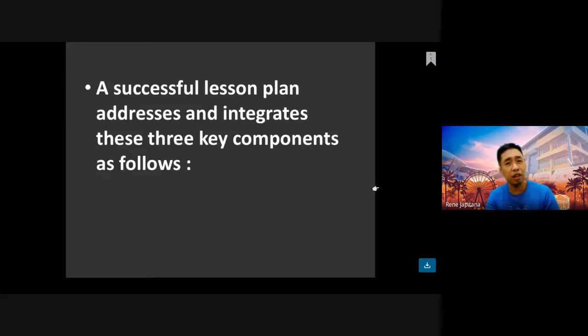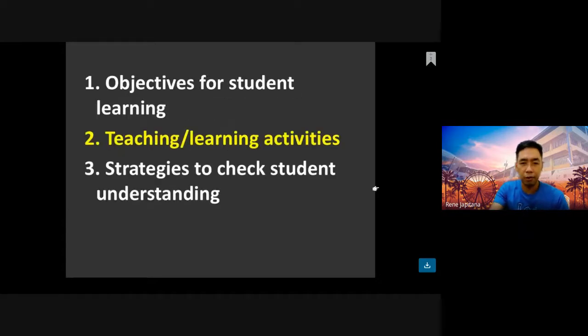So how can we say that a lesson plan is successful? It addresses and integrates these three components as follows. Objectives for student learning. So that's the number one. When you craft the lesson plan, we always consider how to achieve the learning objectives for our student learning. When we plan our lesson, it is not on how we deliver, on how fluent we are, how expert. Yes, it is needed, but the number one concern of us is the objectives for student learning.